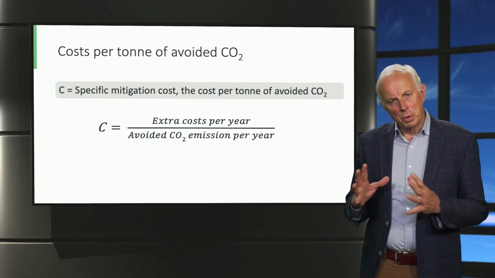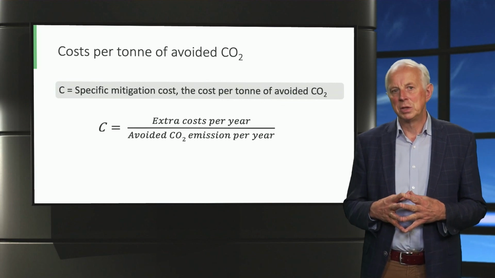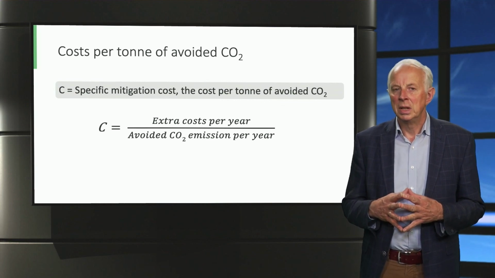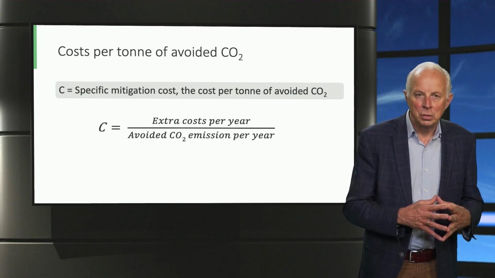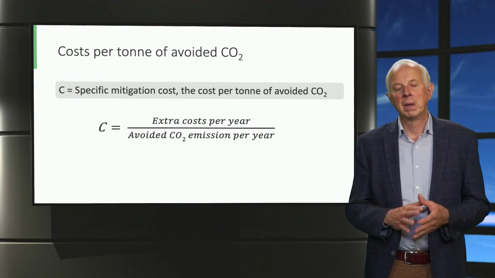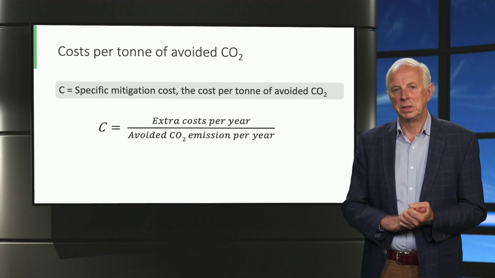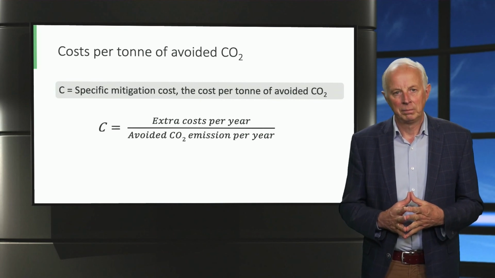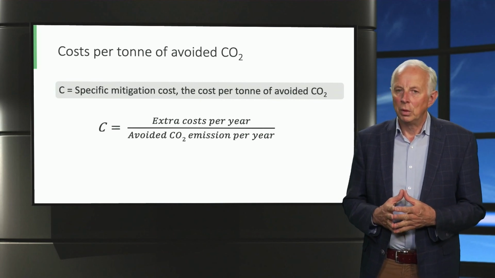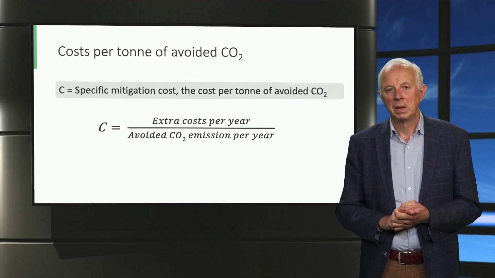If we implement a project that mitigates CO2 emissions, we simply calculate the specific mitigation cost as the extra cost per year divided by the avoided CO2 emissions per year. The extra costs are the cost compared to a reference situation, e.g. the situation in which you do nothing. Also, the avoided emissions is compared to the same reference situation.